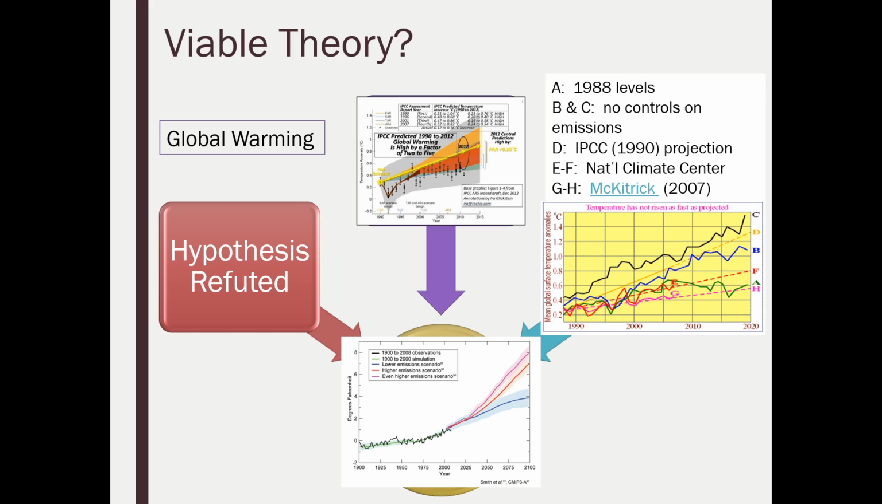So that's where you're seeing that dashed line, E to F. That's the National Climate Center. They're closer. Our National Climate Center is a little closer to what the temperatures actually said.